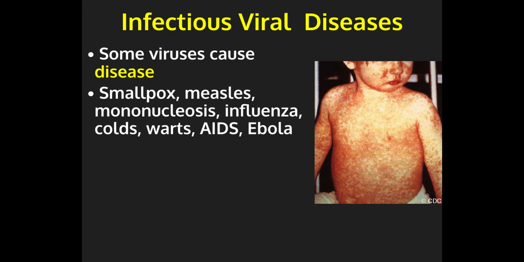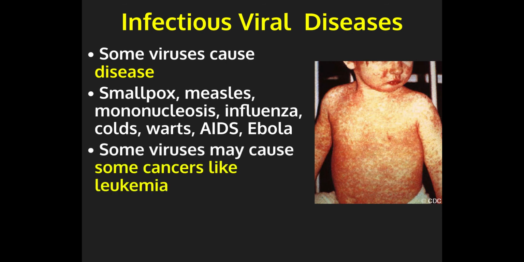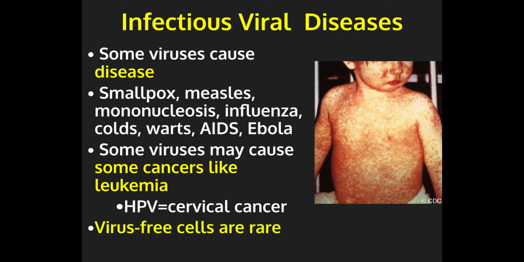Some common examples are smallpox, measles, mono, flu, your general cold, warts, AIDS, HIV, Ebola. Some viruses, the infection can actually lead to rapid cell division because that's the way the virus wants to replicate. So therefore, they'll start causing cancer. The one you're most familiar with is HPV, which causes cervical cancer. Like I said, most of your cells have viruses in them. You just don't even know because they don't cause symptoms or diseases.